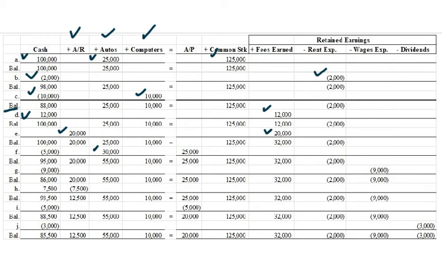But again, what happened here? We surrendered $5,000 in cash, and liabilities went up by 25. So if you look at all that, it all balances out. We get 25,000 on the asset side, plus 25 on the liability and owner's equity side. So see, it all balances out.